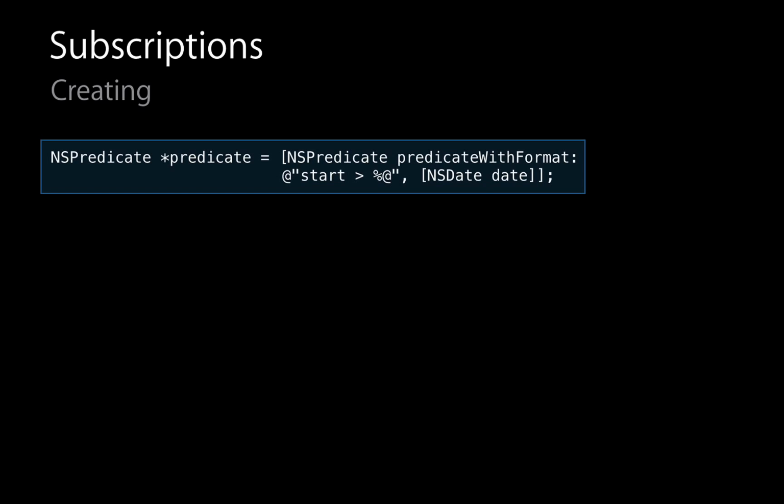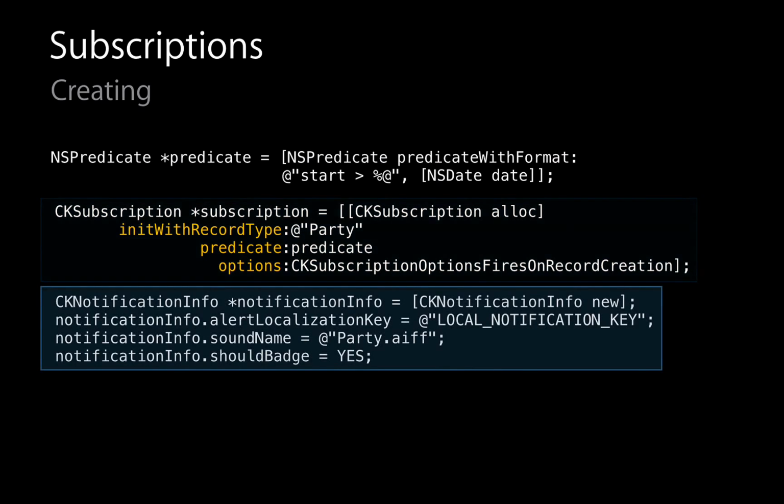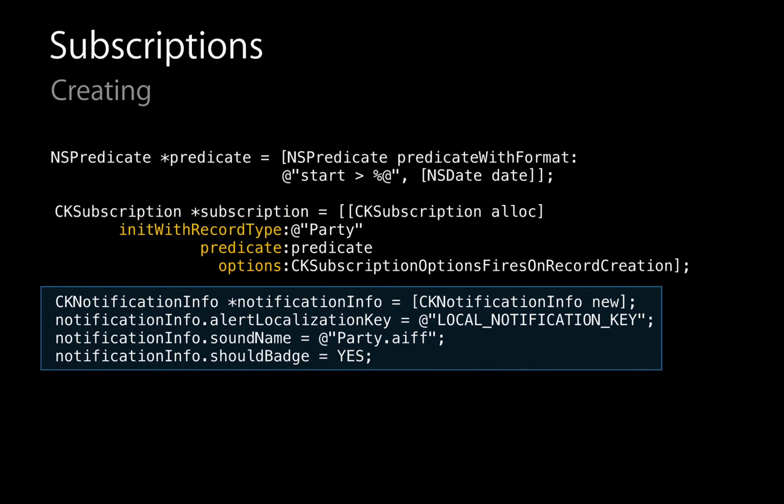So let's look at some code. How do I create a subscription? Well, a subscription combines a record type and a predicate. Because a subscription is also in charge of telling the server how you want to be alerted, we introduce a notion called CKNotificationInfo.